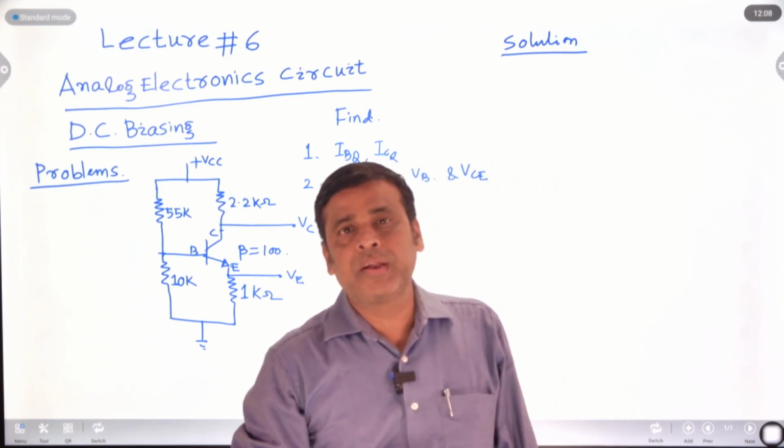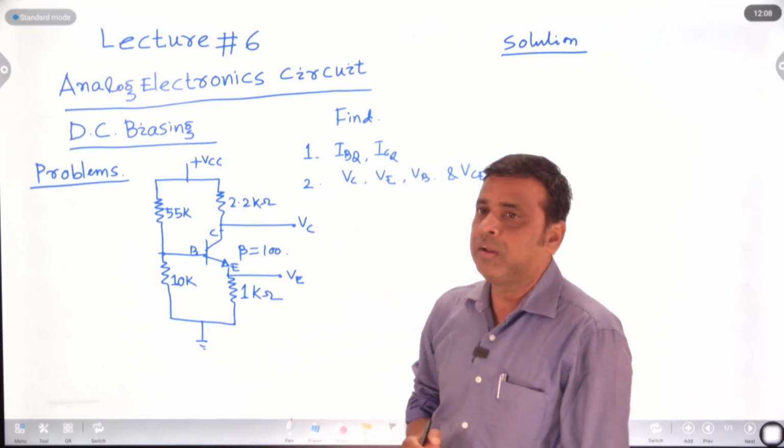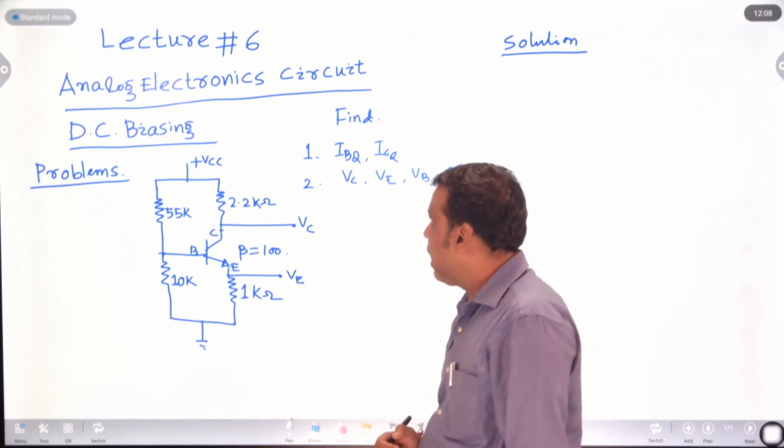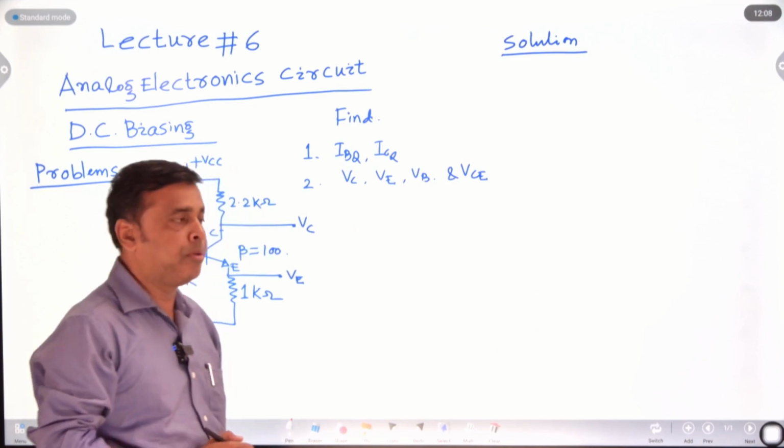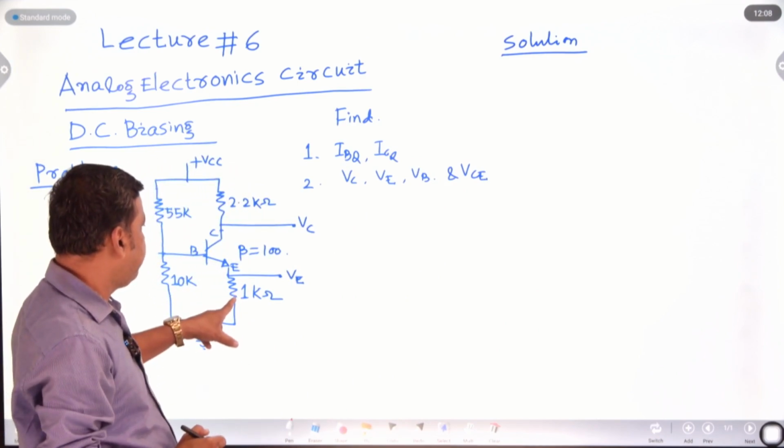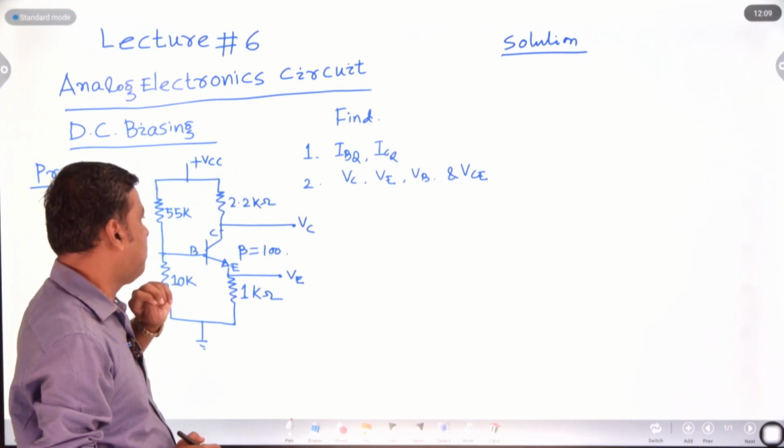One is your approximate analysis, another one is your exact analysis. In approximate analysis, what is the condition? Already I told you in the previous class, beta RE must be greater than or equal to 10 times R2 here.